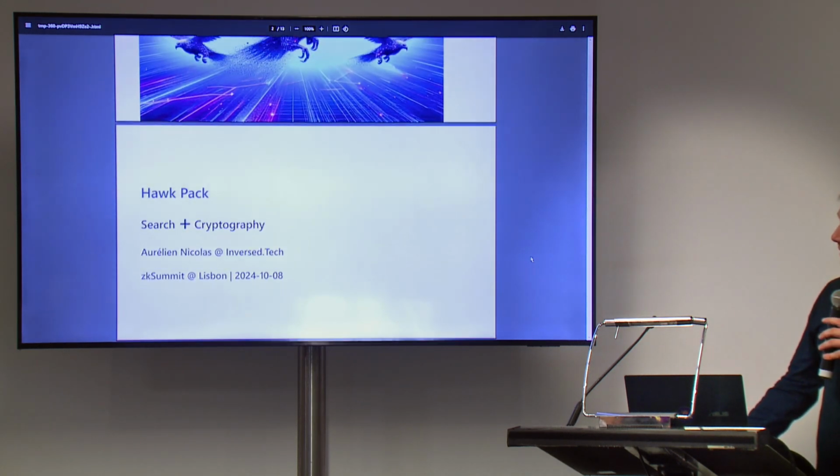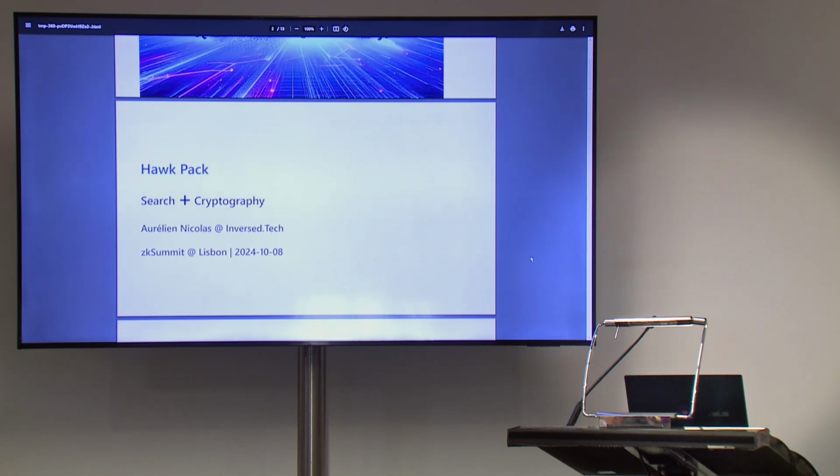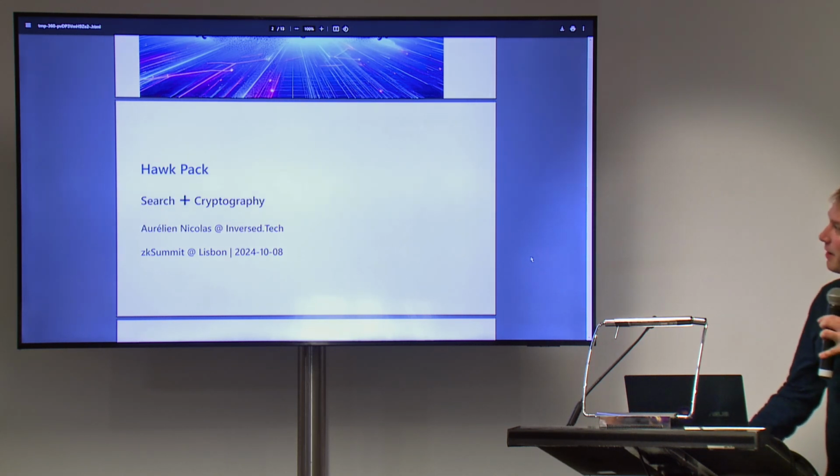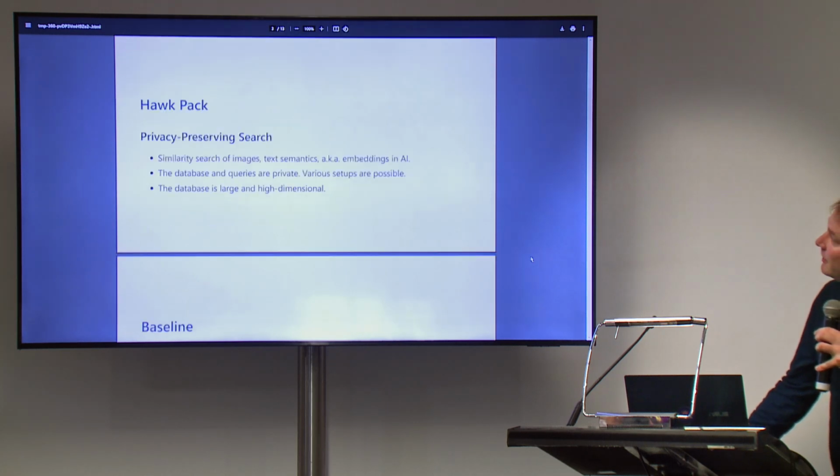So what is a HawkPack? This is about search protected by cryptography, right? Like privacy-preserving search.